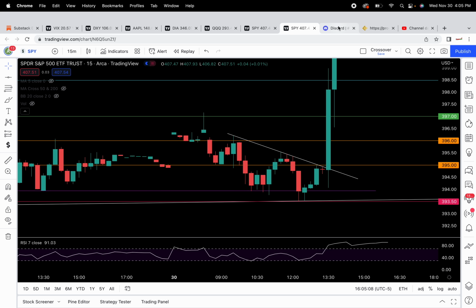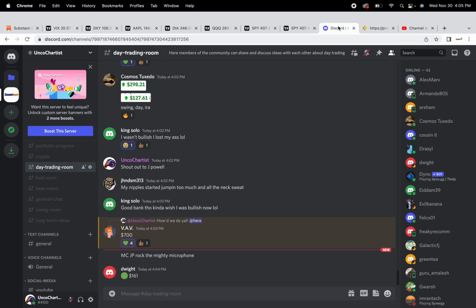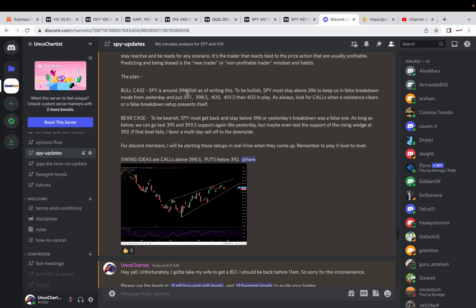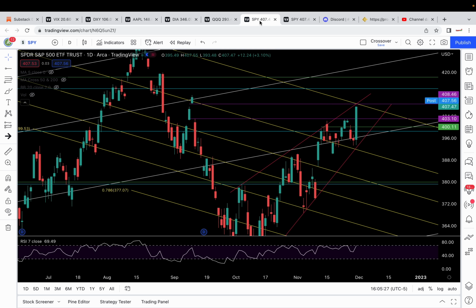I told you guys yesterday, I get the bear case scenario and the bullish case scenario. I also wrote it in my Discord, right here, bull case scenario. To be bullish, SPY must stay above 396. To be bearish, SPY must get back and stay below 396. I think I mentioned that to you guys in yesterday's video.